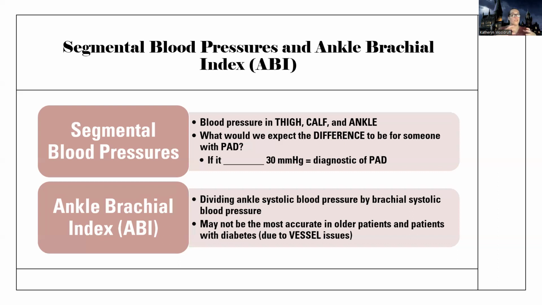So effectively, their blood pressure in their thigh is going to be a lot higher than it's going to be in their ankle. That's because there's more flow in their thigh, but as we get down, we have more plaques, more narrowing, so less pressure.